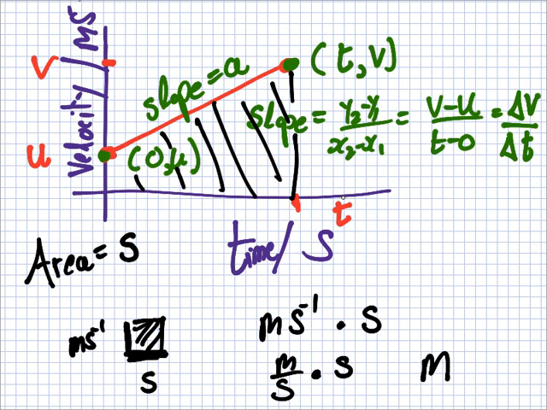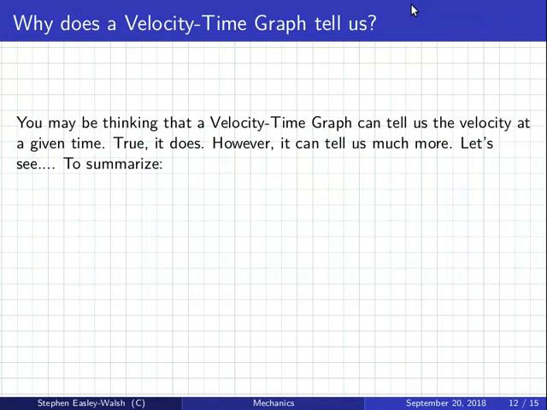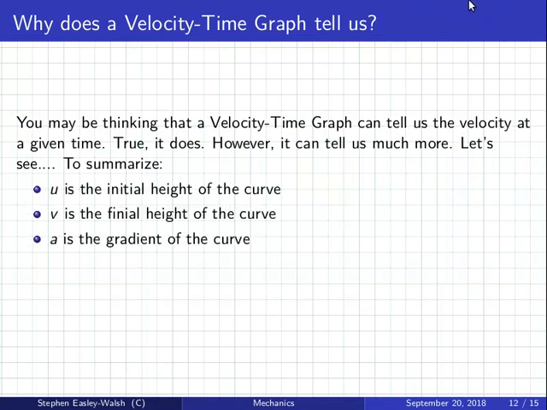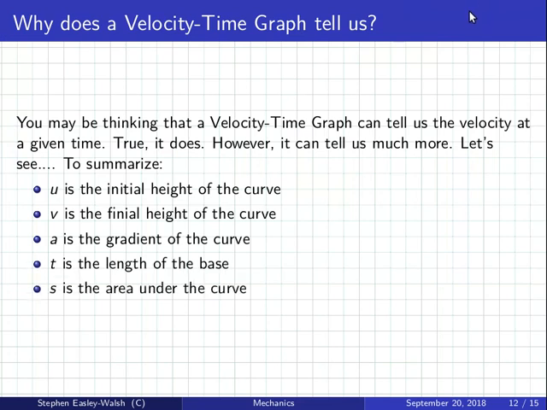So the graph can tell us u, v, a, t, and s. That's why it's so useful. So to summarize, u is the height at the beginning, v is the height at the end, a is the slope, the gradient, t is the length of the base, and s is the area. So everything is contained on the graph. Okay. So obviously you need to make note of this.